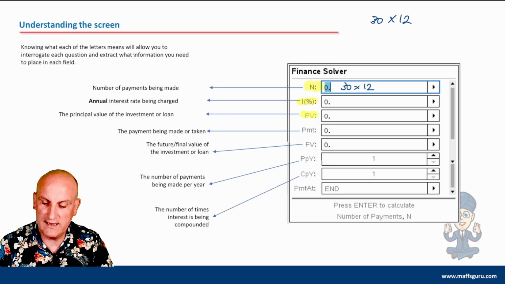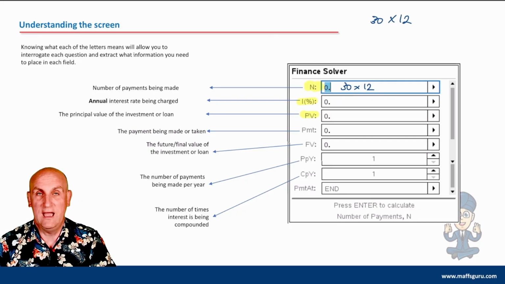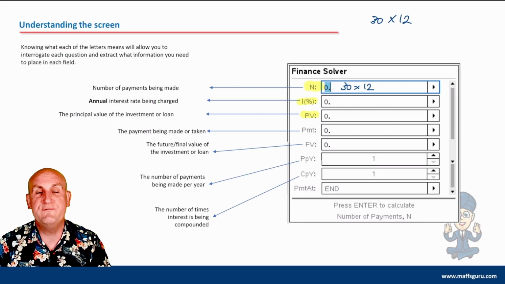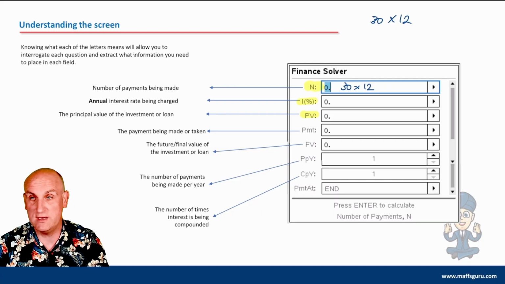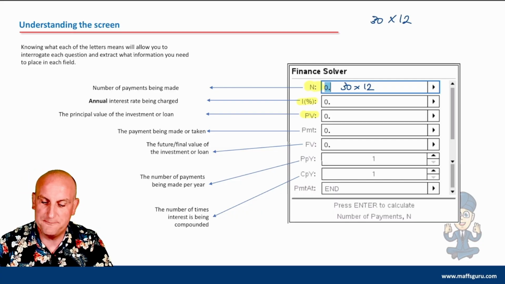Now, the principal value: how much money are you giving? How much money are you being given? So a loan will give me money. An annuity, I might pay money in. An investment, I might pay money in. And there's a bit of a trick coming up, so just listen up for that.